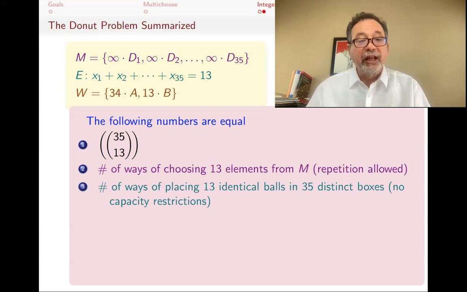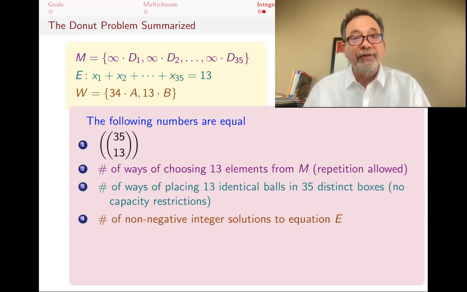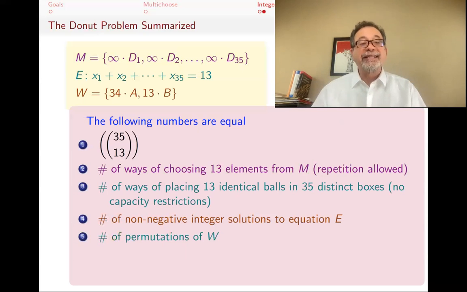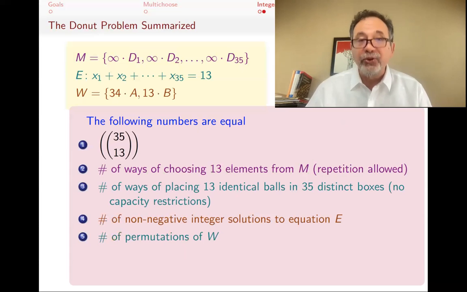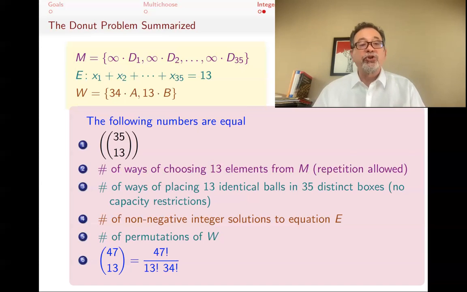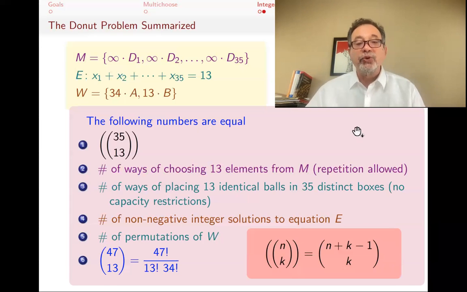But it's also the number of ways of placing 13 identical balls in 35 distinct boxes with no capacity restriction. It's also the number of non-negative integer solutions to E. And the key to cracking the problem is that it's also the number of permutations of W. That's what we just saw in the previous slide. And because of that, it's 47 choose 13, because that's how many permutations W has. And so the take-home message is that N multi-choose K is N plus K minus 1, choose K. Again, you add N and K, then you subtract 1 and choose K.